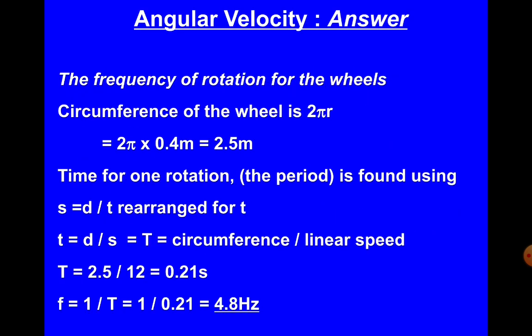Now, the frequency of the rotation is pretty simple. The circumference of the wheel is 2 pi r, so 2 pi times 0.4 meter, we have 2.5 meters. The time taken, or the time period, is d over t. We can rearrange it, and then we find for the t 0.21 seconds. And the frequency is 1 over T, which is 4.8 hertz.